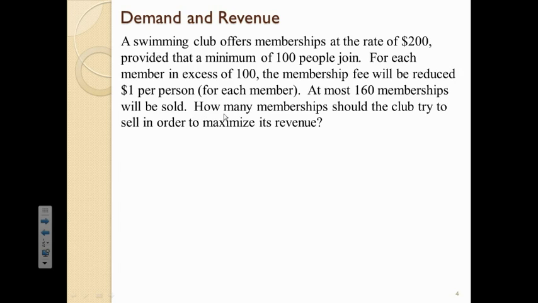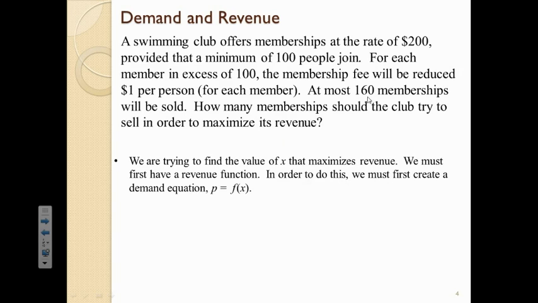So how many memberships should the club try to sell in order to maximize its revenue? Well, so far, we know that we have a point here where if 100 people join, it's going to be $200 per membership. And we know that we're going to have at most 160 members join, and we could calculate what that rate would be if all 160 would join, but we want to maximize the revenue. When we're doing this, we're trying to find the value of X that will maximize the revenue. So we have to have a revenue function.